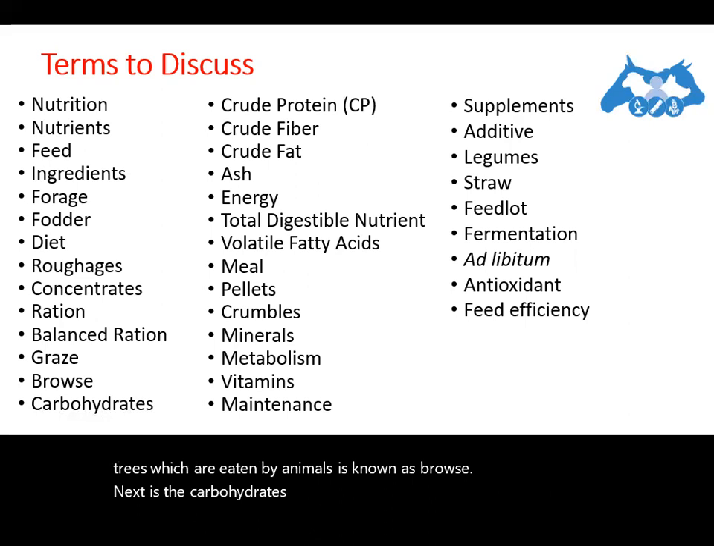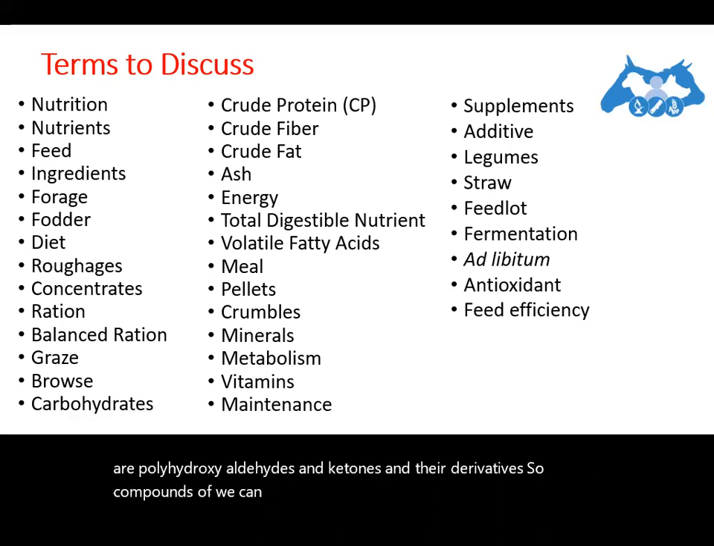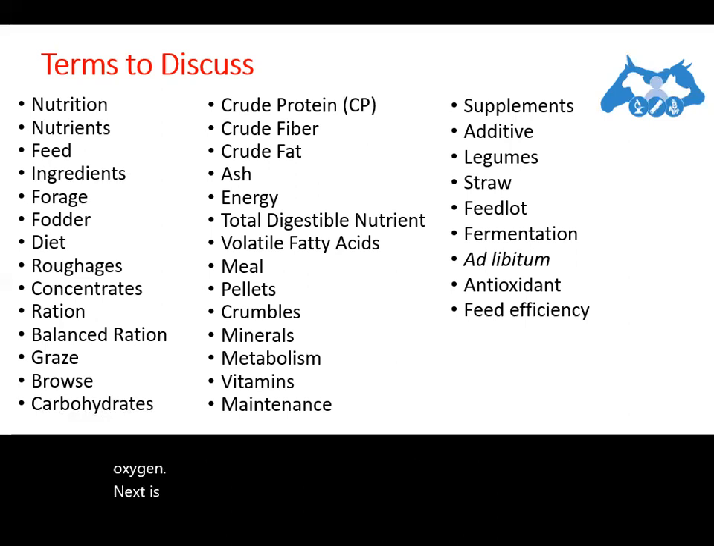Next is the carbohydrates. Everybody knows about carbohydrates. These are polyhydroxyaldehydes and ketones and their derivatives, so compounds of carbon, hydrogen, and oxygen. Next is crude protein. Crude protein is a mixture of true protein and non-protein nitrogenous compounds. That means some non-protein nitrogen sources are also mixed with the true protein sources. So that is why we call it crude protein.